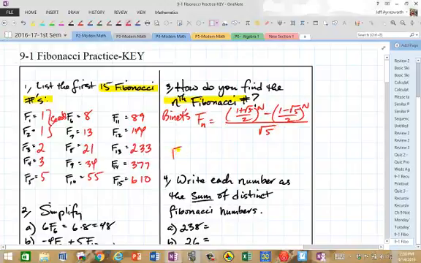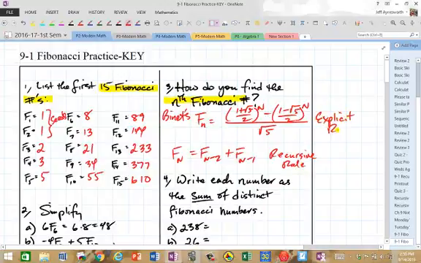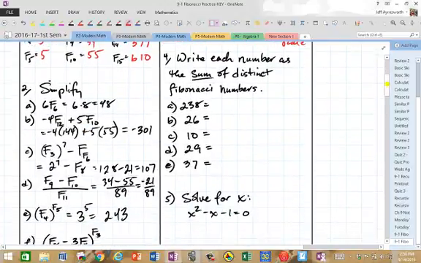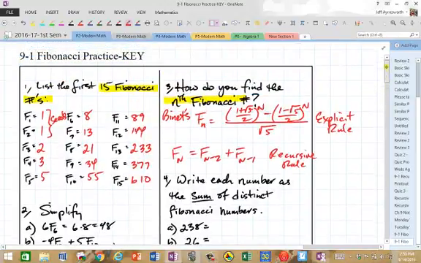The recursive one: F sub n is equal to F sub n minus 2 plus F sub n minus 1. So this is the recursive definition, the recursive rule, and this is the explicit rule. So if you don't know the previous two terms, you use Binet's formula. If you know the two previous terms, you just use the recursive definition. Okay, now how do you write the sum?